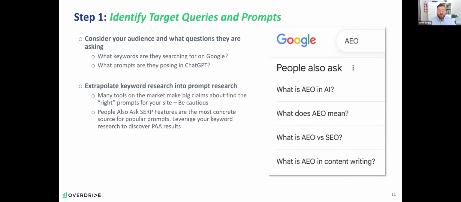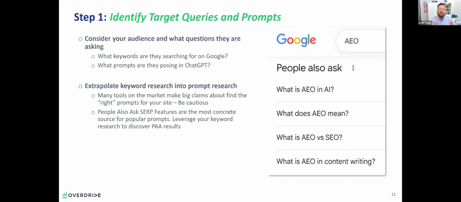So what we can do is use this and take our keyword research. For example, in this example here, I've taken the keyword AEO, I've searched it on Google, and boom, I've got 4 inspirations for prompts regarding AEO that I can then consider in my prompt research. Ultimately, this is a great way to find a concrete list of questions that people are asking online, and we can then use those as our prompt research.